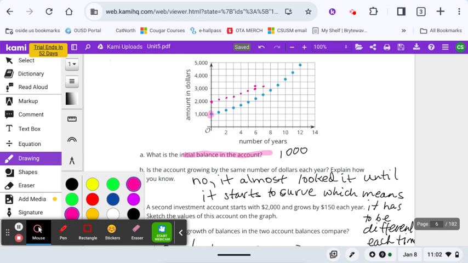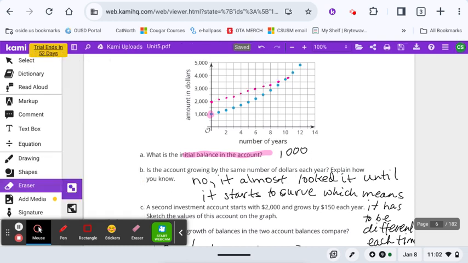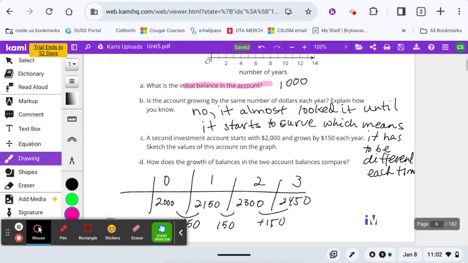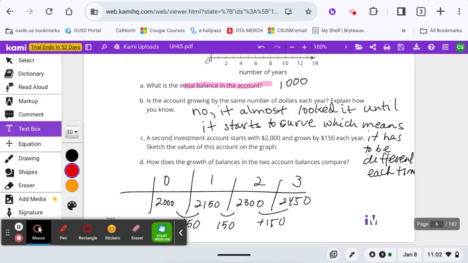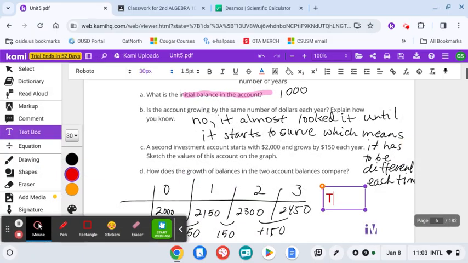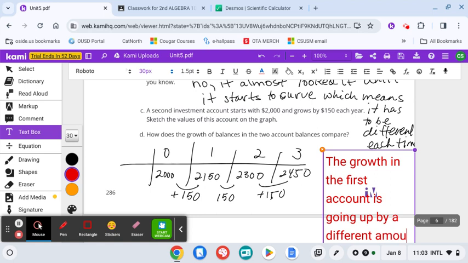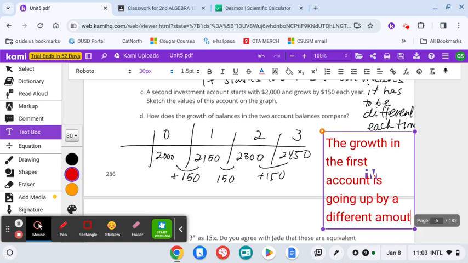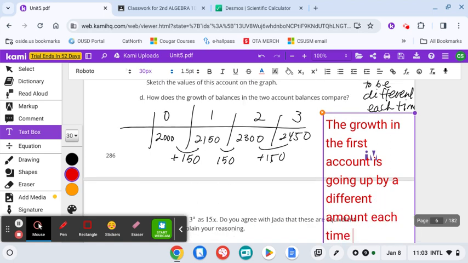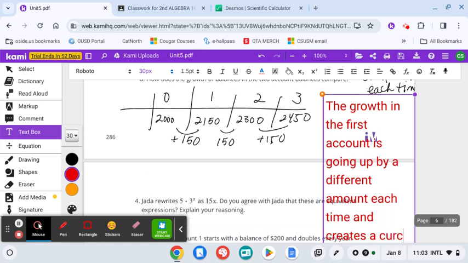I don't know, something like this, where it's going to look like a straight line because it's going up by the same amount each time. So how does the growth of balances in the two accounts compare? The growth in the first account is going up by a different amount each time and creates a curved graph.